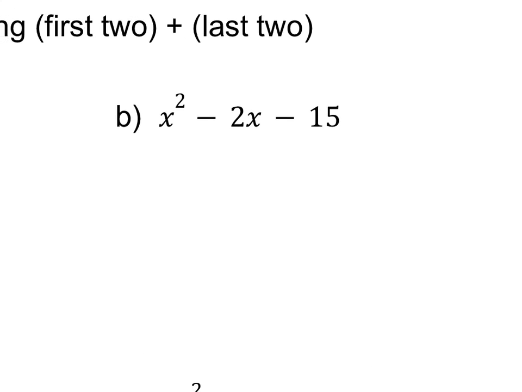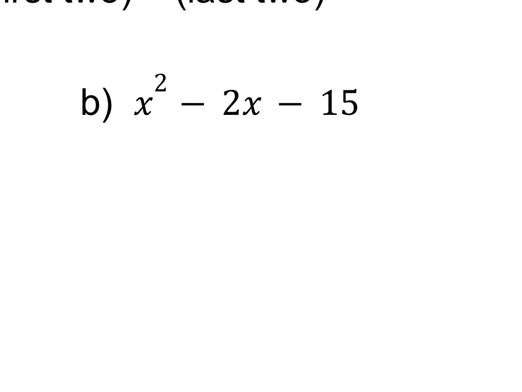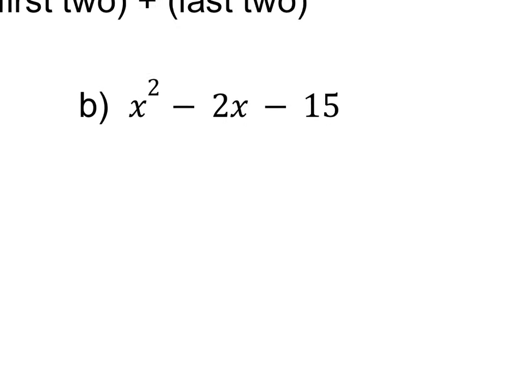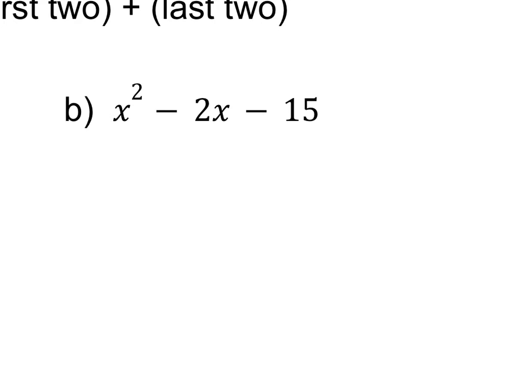Okay, let's do another one. Can you factor anything out of all 3 terms? Nope, it's not looking like it. So this is the part that people struggle with. Pretty soon you'll be good at it, and this will be super fast for you, but sometimes people struggle. So I need something that multiplies to be negative 15 and adds to be negative 2.